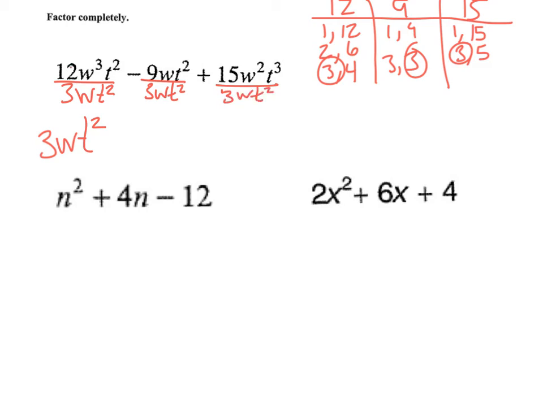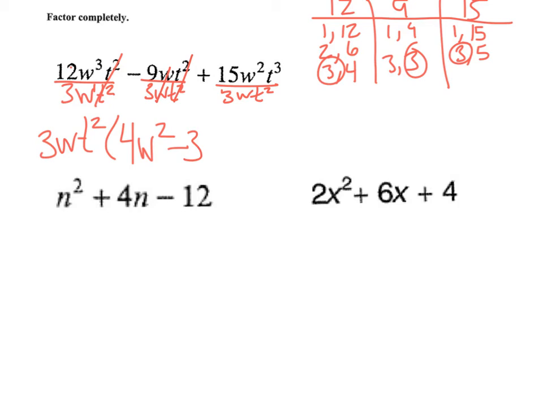So 12 divided by 3 is 4. W to the 3rd power divided by w. Remember we subtract the exponents, so it's going to be w squared. And t squared divided by t squared is just 1, and we don't need to write the 1. Minus 9 divided by 3 is 3. My w's are going to end up canceling here. They cancel out to 1, and so do the t squareds. So we do not have to write that.